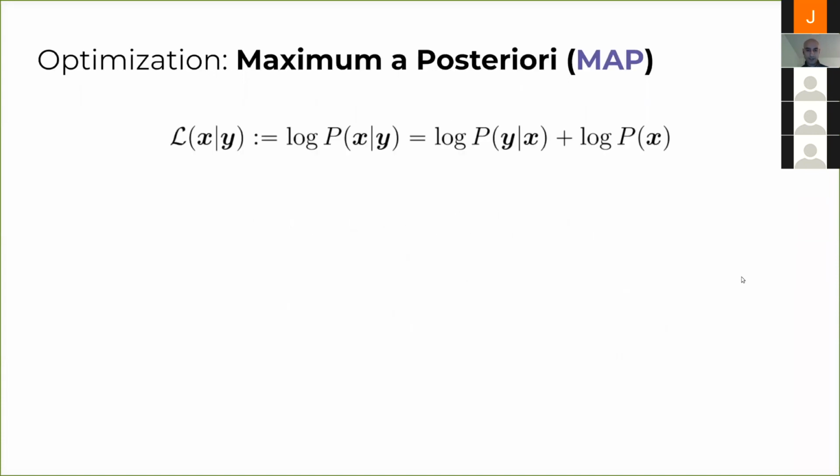Now, in the context of reconstruction, we talk about maximum a posteriori, in the sense that you're trying to maximize your posterior probability, which we define as our target function.